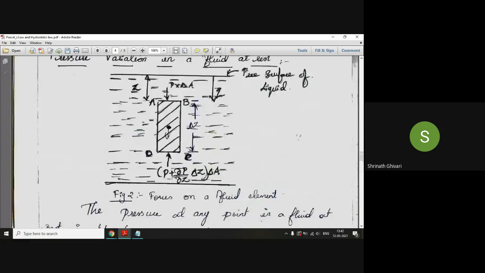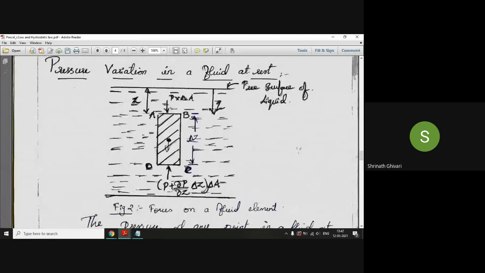So here we have taken a surface, a fluid element. This is a fluid which is at rest. This one is completely a fluid at rest. So we have taken an element A, B, C, D, and this is at a depth of Z from the free surface.